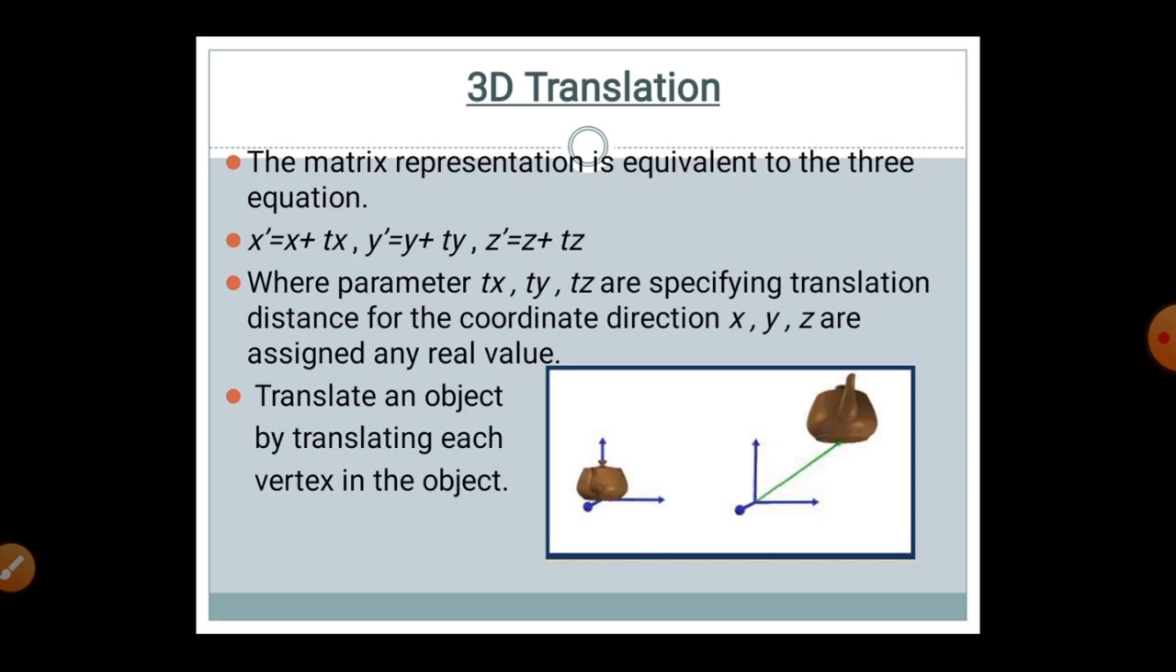This is in blue, the initial origin is x, y, z, and the new coordinate system is x dash, y dash, z dash, and that green line is nothing but tx, ty, tz. So this way we can get the 3D translation. Now come to the next slide's point. Translate an object by translating each vertex in the object, as is mentioned in this graph, as is mentioned in the picture.